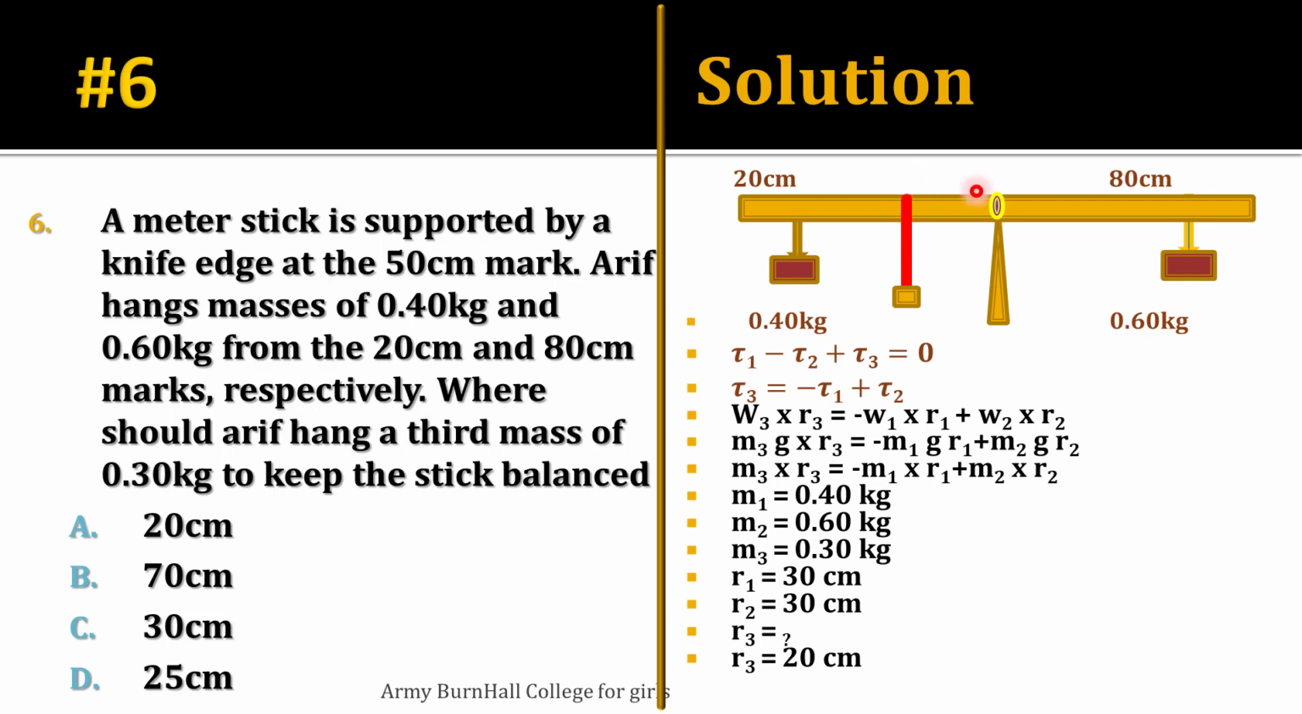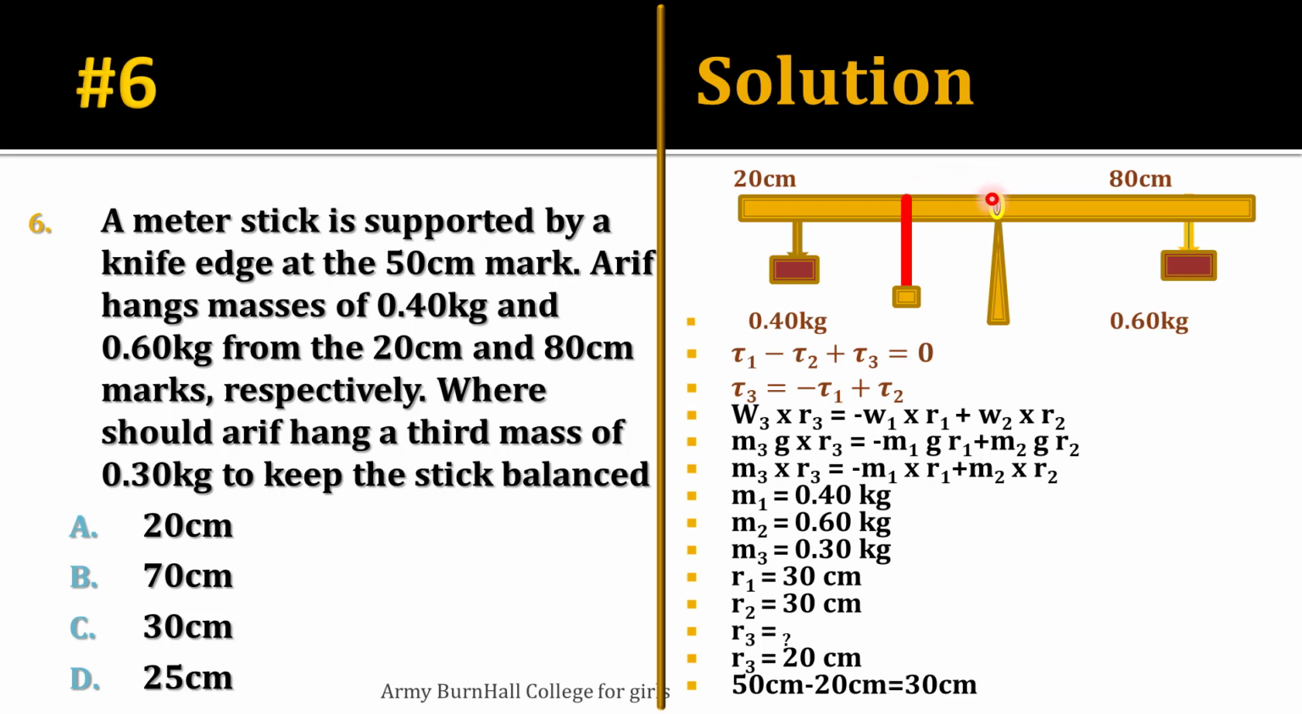But this distance is not required. They are asking where RF should hang the third mass. We have to find out the mark. So we subtract this 20 centimeter from 50 centimeter to find the mark. 50 minus 20 centimeter gives us 30 centimeter. This 20 centimeter is the distance, it is not the mark.